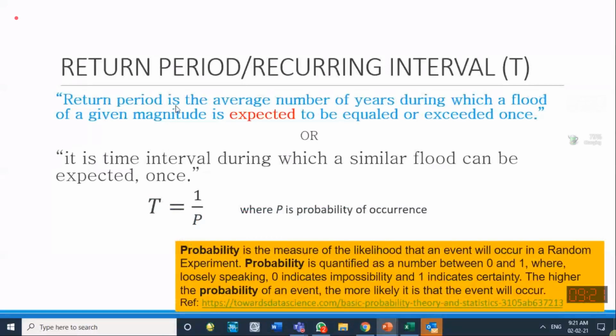Return period is the average number of years during which a flood of a given magnitude is expected to be equaled or exceeded once.